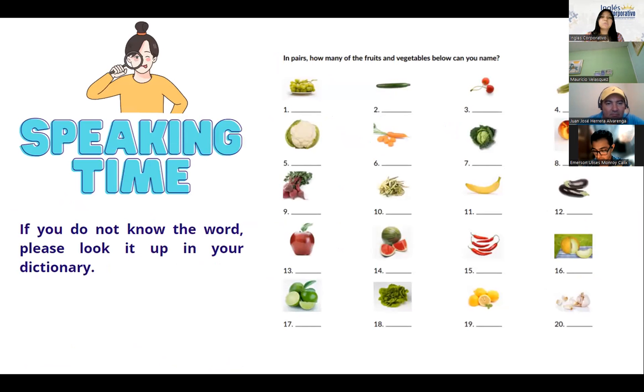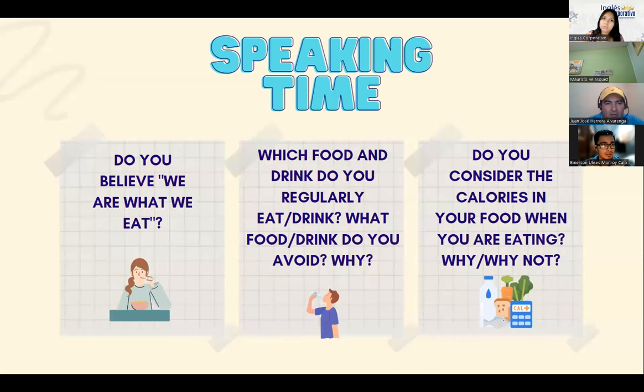Yeah, so speaking time, we are going to start with this. You have different vocabulary, okay, that you are going to learn if you don't know. And if you know, you need to mention all of those pictures, right? All of those pictures that you see, you need to mention the name of each one. Yes? And then you move to conversation questions.